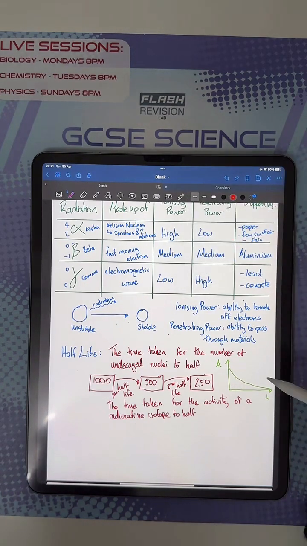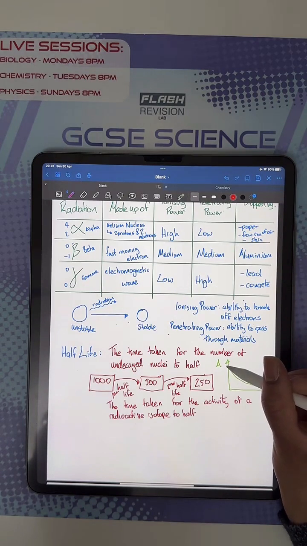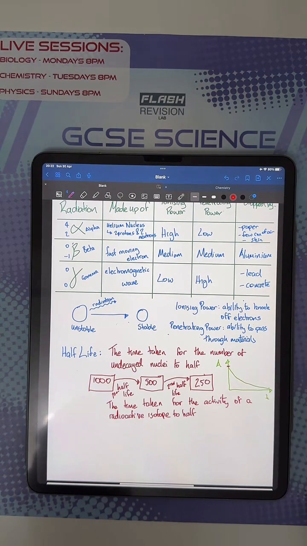So what you do is you look at the initial activity. That's the point where it crosses the vertical axis, the y-axis. That's the initial value. To work out the half-life, what do you need to do? Does anyone know what you'll do if you get a graph like this and get asked to work out the half-life? I know people hate graphs, but it's actually quite straightforward.